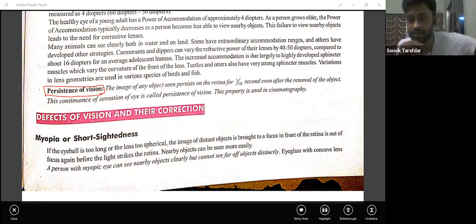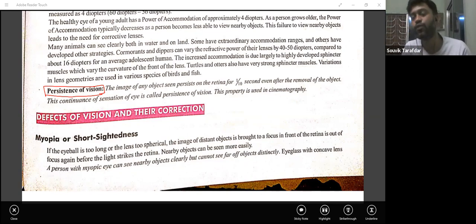What was the power of Flash? Hello? Okay, I'm telling you. See, Flash was very fast in running, isn't it? So fast that you will not even be able to see that he went somewhere and came back in front of you. You will not be able to understand. Understood? Yes, sir.